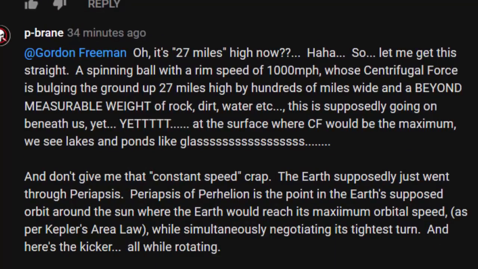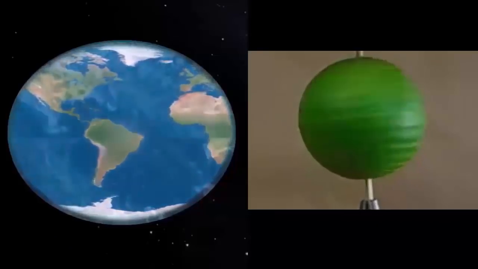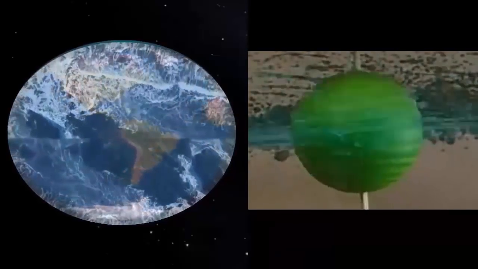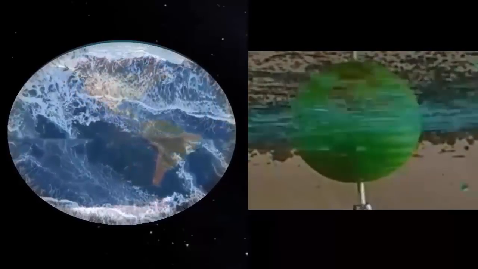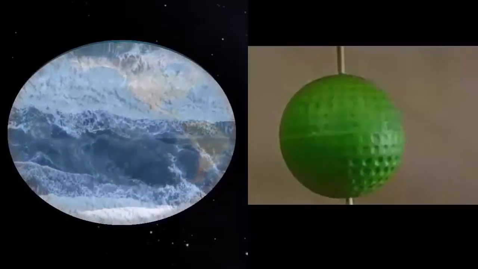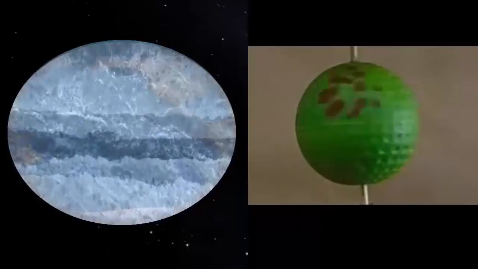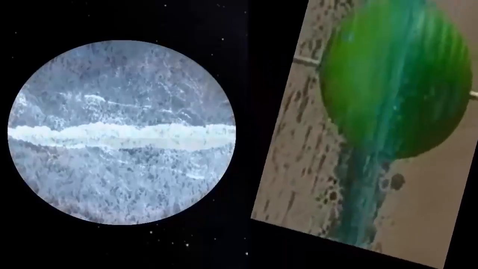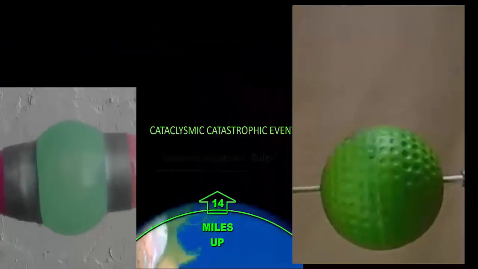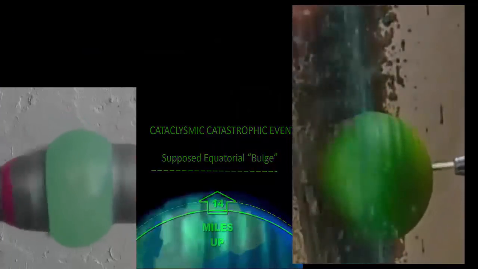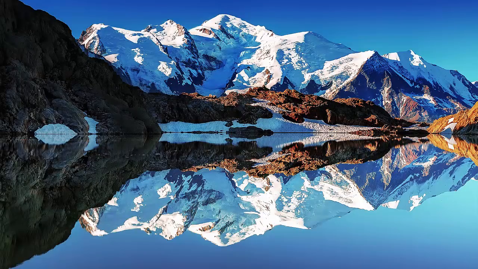P-brane comes back. Oh, it's 27 miles high now? Ha ha! So, let me get this straight. A spinning ball with a rim speed of 1,000 miles per hour, whose centrifugal force is bulging the ground up 27 miles high, by hundreds of miles wide and beyond measurable weight of rock, dirt, water, etc., is supposedly going on beneath us. Yet at the surface, where the centrifugal force would be the maximum, and let me add, at the surface where we live, we see lakes and ponds like glass. And don't give me that constant speed garbage.